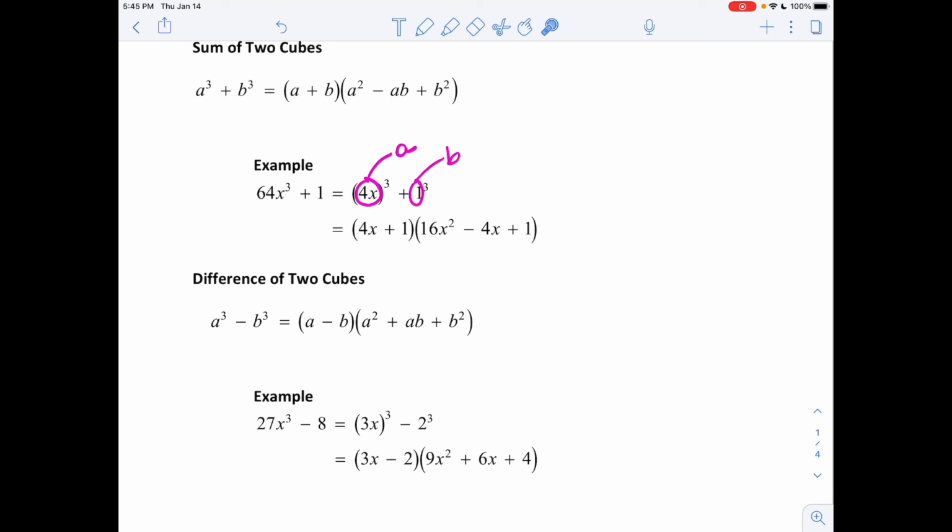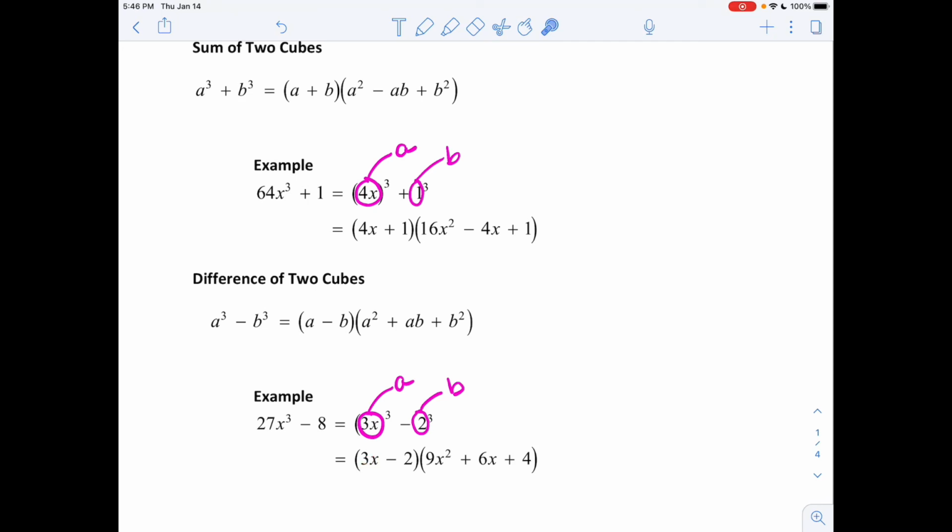27x cubed minus 8. 27 is the perfect cube of 3. And then we have an x cubed, so we can write this as 3x, and that is our a term. And then 8 is the perfect cube of 2, so that is going to be our b term. And now we simply plug in just like before: 3x everywhere I see a, and 2 everywhere I see b.